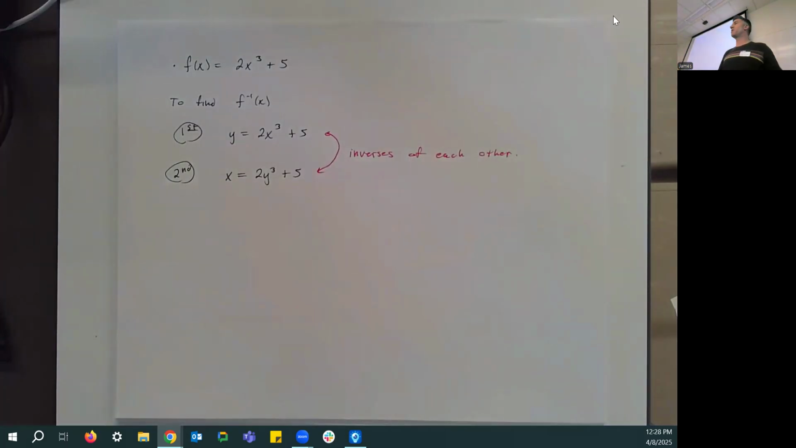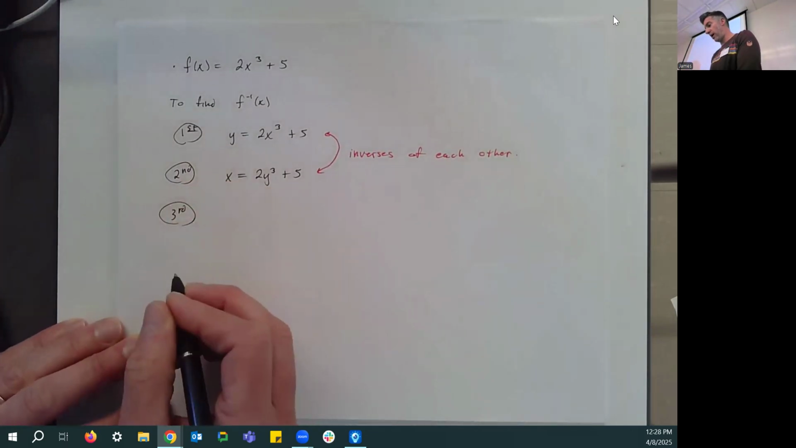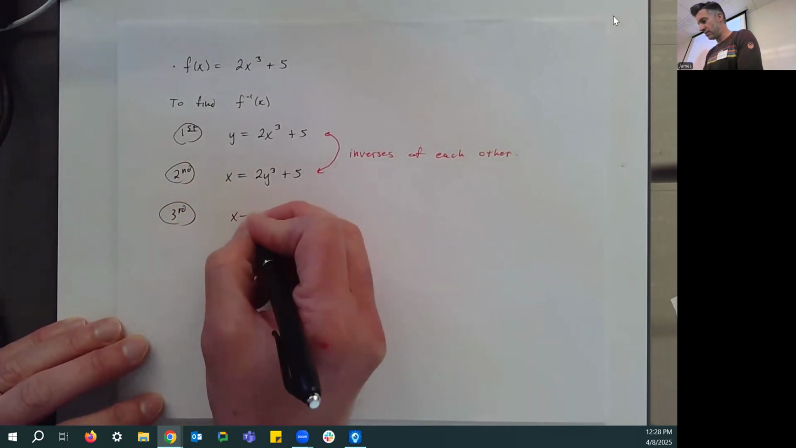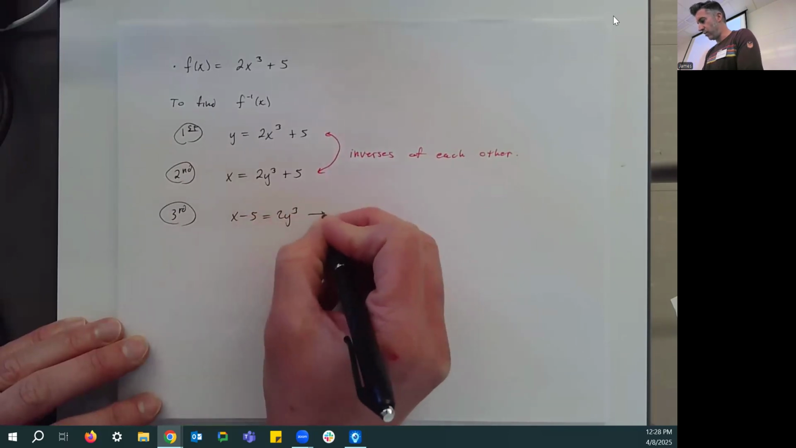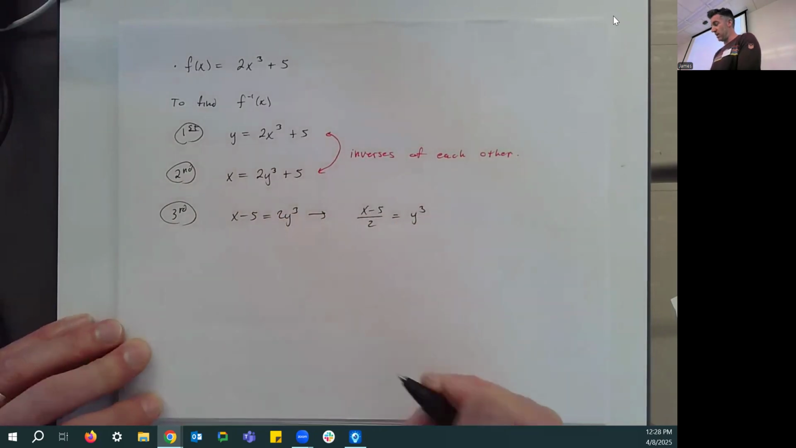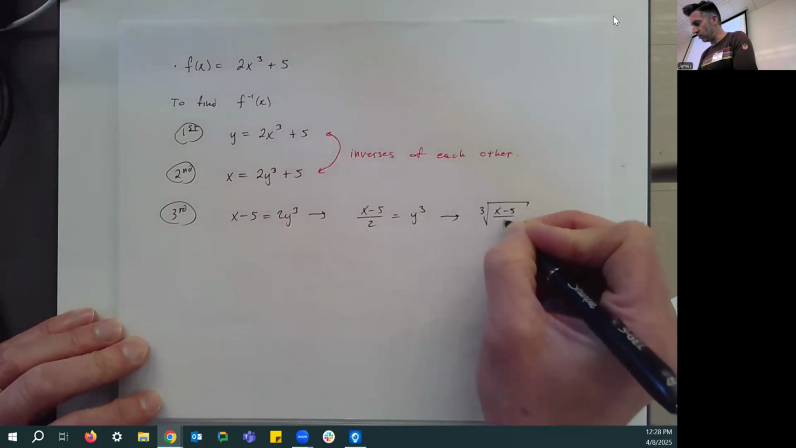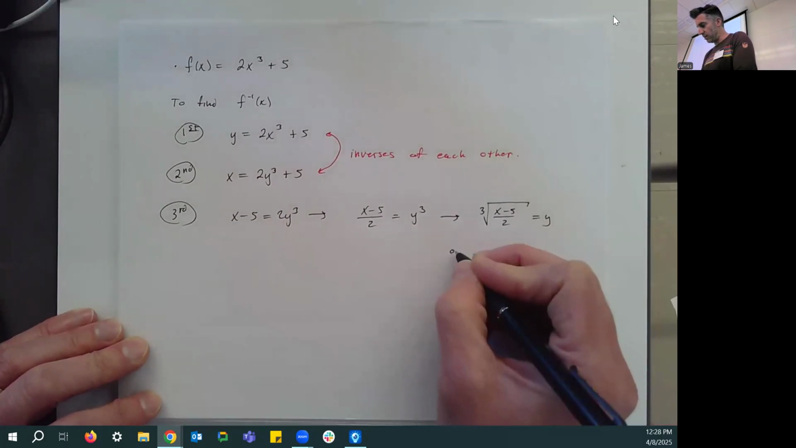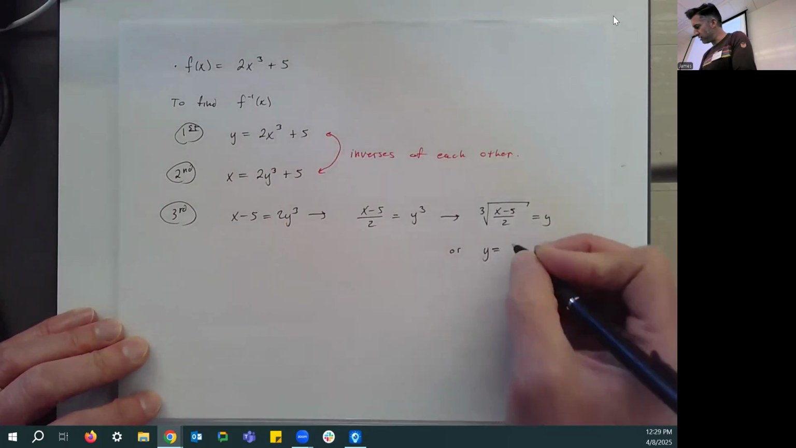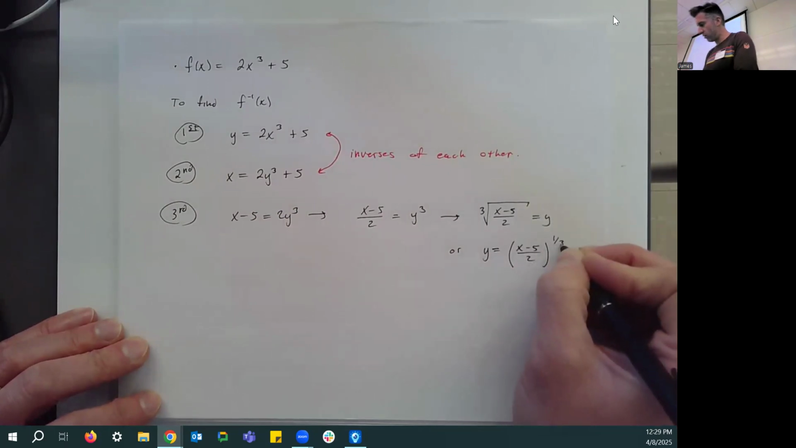But usually we like to write our inverse functions as functions of x, so we do need to actually solve for y. That's where the real work is done. In the third step, we're going to solve for y. I'm going to subtract 5 from both sides. I'm going to divide both sides by 2, or multiply both sides by 1/2, however you want to think about it. And then I'm going to take the cube root of both sides. So the cube root of x minus 5 over 2 is equal to y. Or if you're trying to write this in Desmos or WeBWorK, y is equal to x minus 5 divided by 2 in parentheses raised to the 1/3 power.